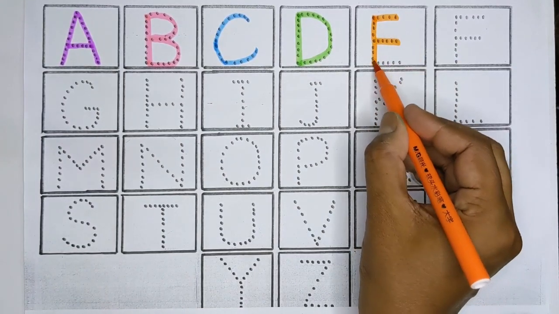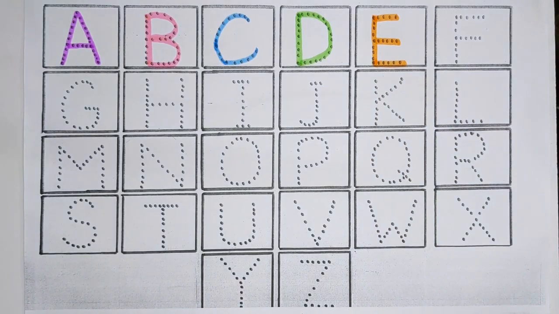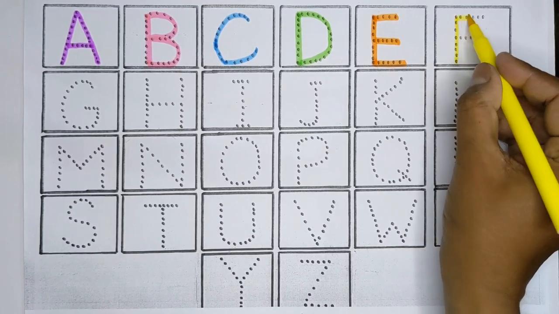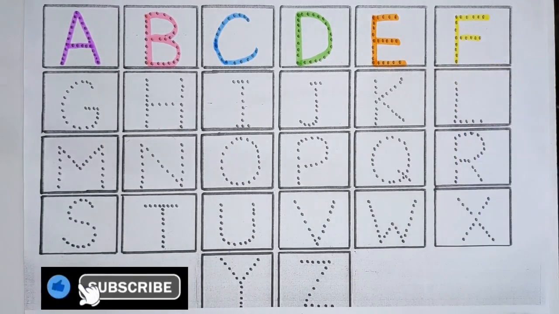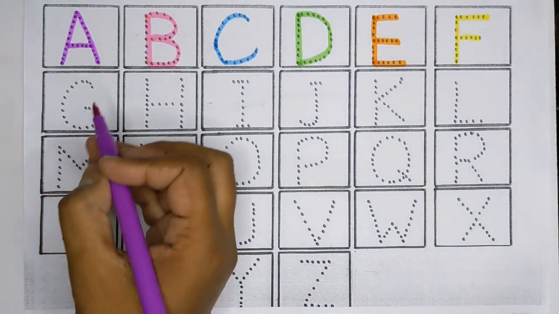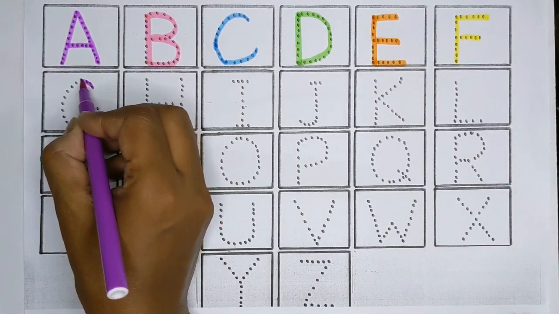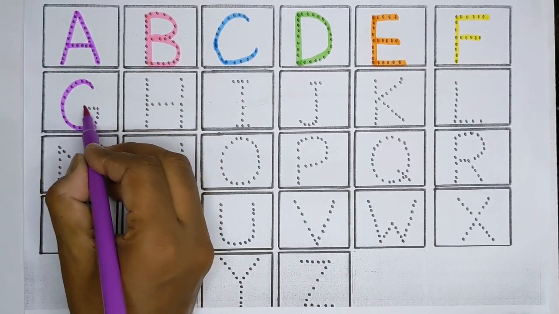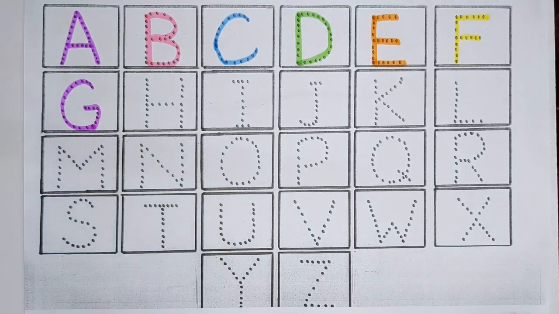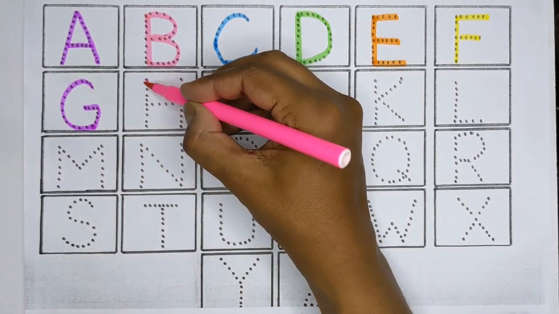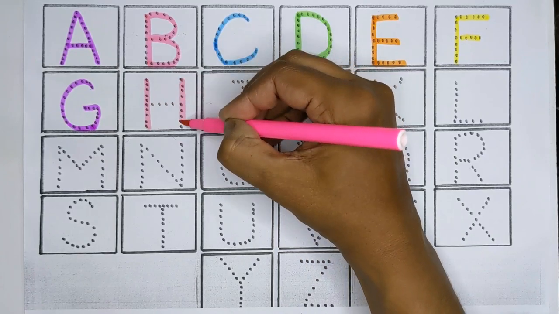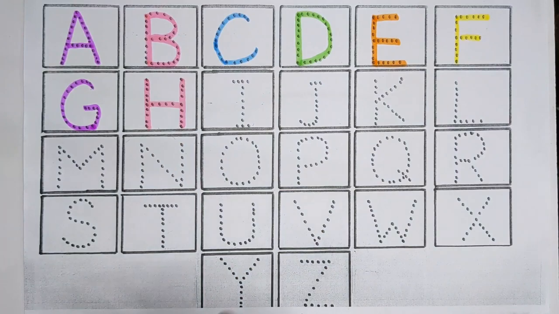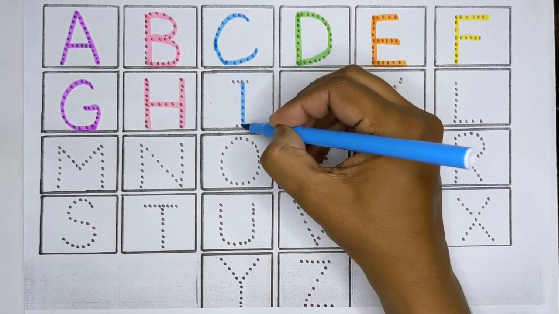E for eye, yellow color. F for flag, purple color. G for God, pink color. H for hen, sky blue color.